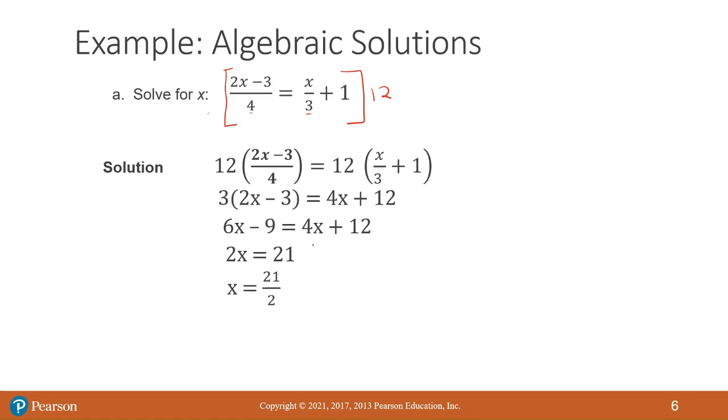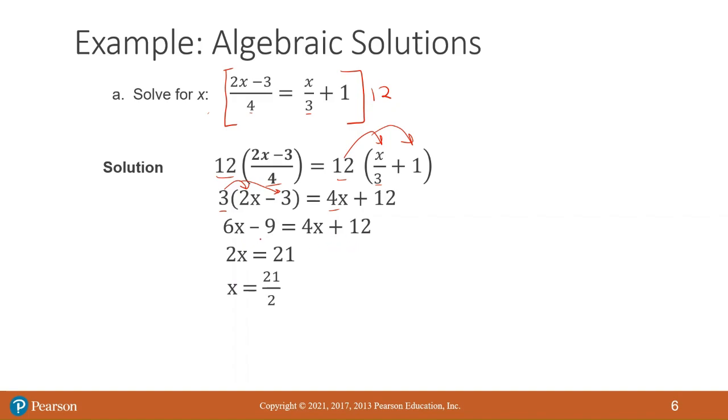Now, breaking this down, multiplying 12 on both sides will cause this 12 and this 4 to cancel down into a 3. It'll cause this 12 and this 3 to cancel down into a 4. And then you'll also have to distribute this 12 to this 1. 12 times 1 is 12, which brings it down to step 2. Next, we'll look at the distribution on the left-hand side with the parentheses. We'll distribute the 3 to the 2x and to the negative 3. 3 times 2x is 6x. 3 times negative 3 is negative 9. That equals the 4x plus 12 that was on the other side.